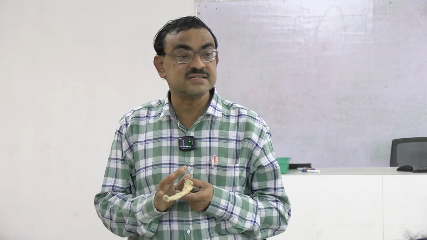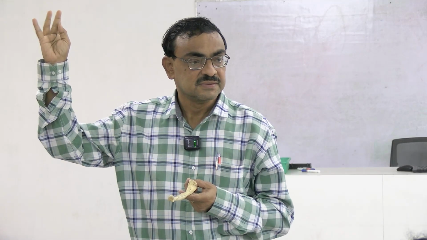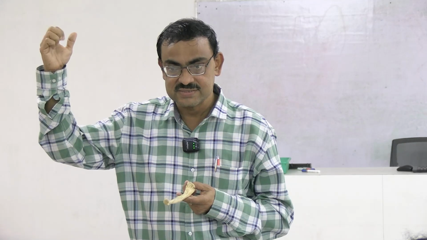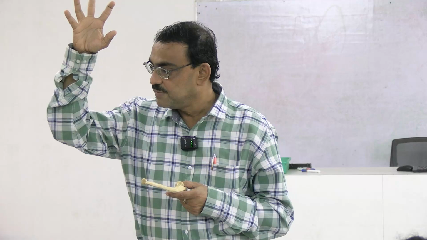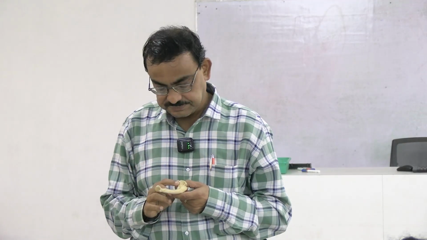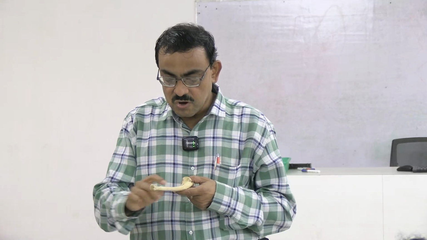Whereas the flexor digitorum superficialis is attached to the middle phalanx. So it will cause flexion of the middle phalanx and proximal phalanx. The distal phalanx is flexed by flexor digitorum profundus. During dissection, it will be apparent to you.